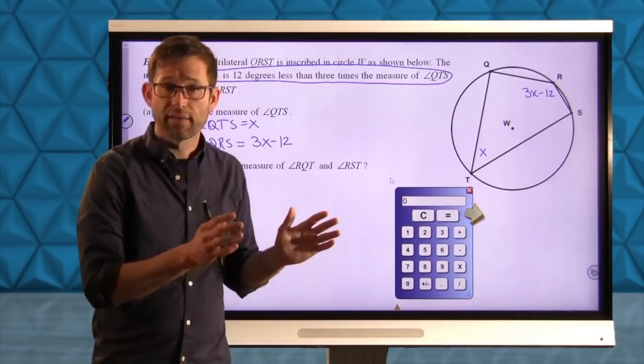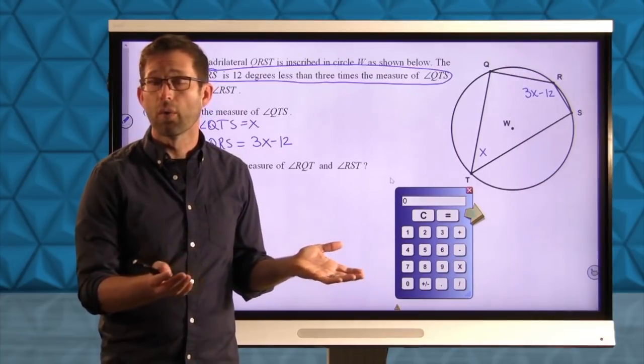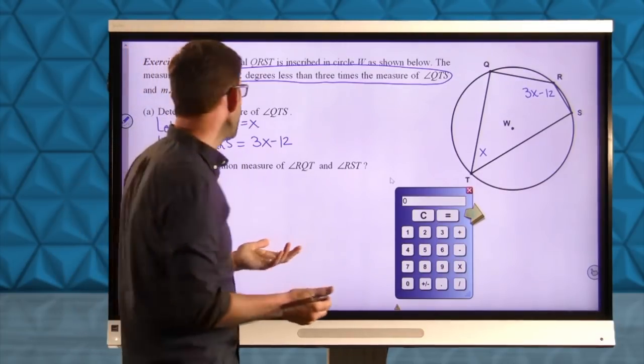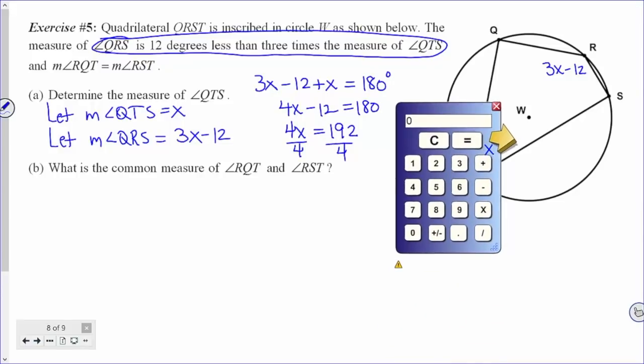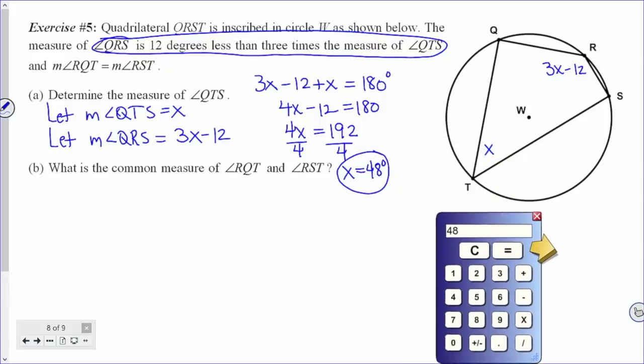And that's what, if you hadn't watched the last part of the video, you wouldn't know going into this problem. You would have no idea. But now we can just do 3x minus 12 plus x is 180. That's 4x minus 12 is 180. Adding 12 to both sides, we'll get 4x is 192. Dividing both sides by 4 and bringing our calculator into the mix, 192 divided by 4 equals 48. The angle that I'm looking for is 48 degrees.